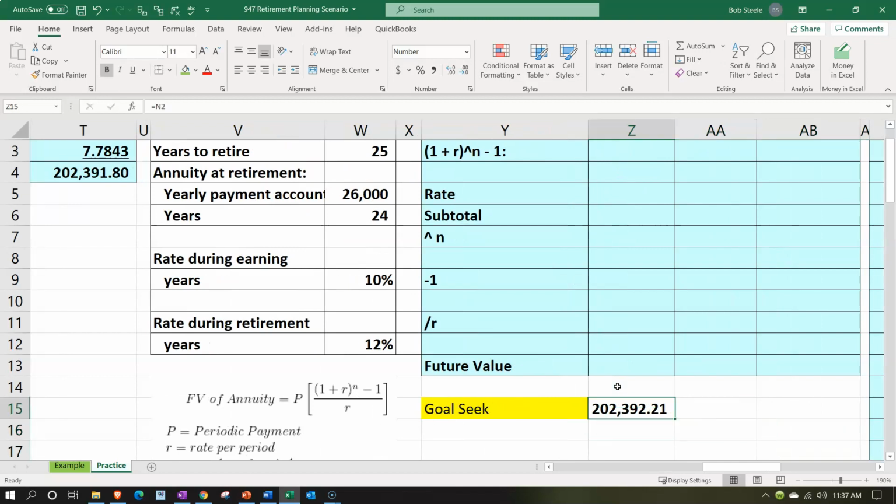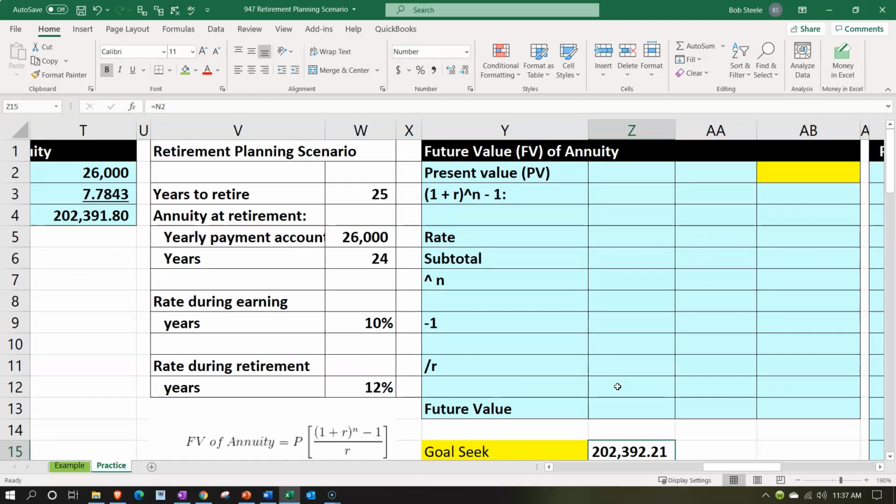So we need to get to that number by putting money in for 25 years. So that's going to be our objective now. That means the way to get there, or one way we can get there, is do a future value of an annuity calculation because we need to be at the 202,392.